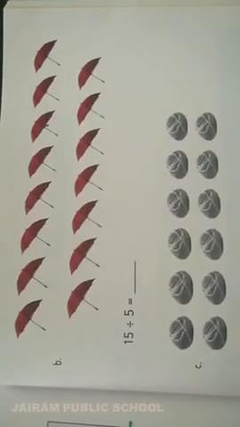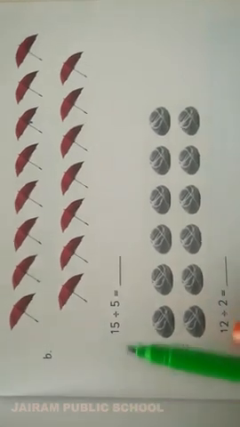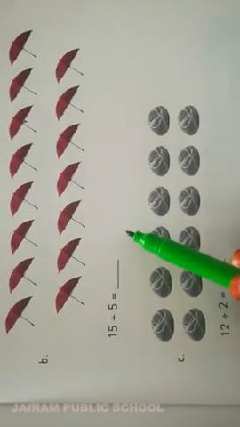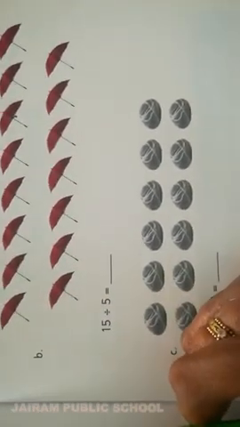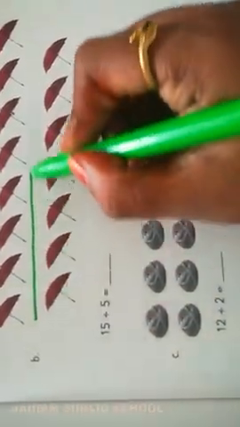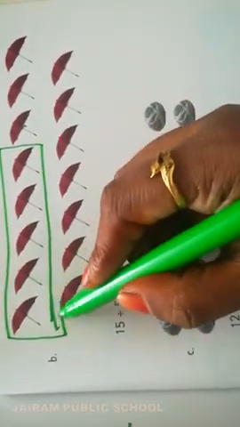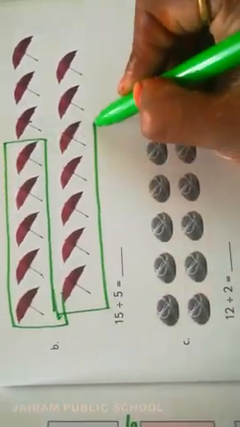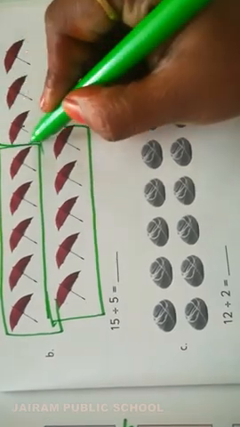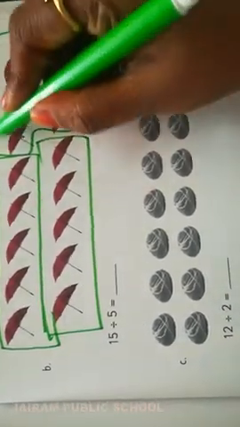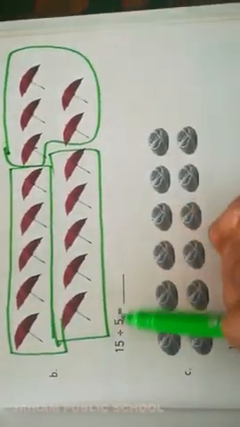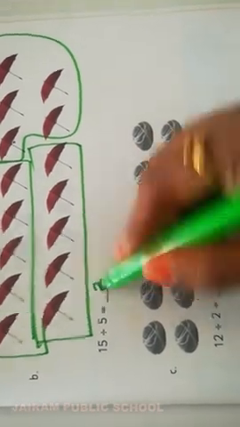Next, studio book, page number 129. 15 divided by 5 equals blank. For that we have to separate the umbrellas as 5 in one group. So this will be the first group. This will be the second group. Then this will be the third group. So 15 divided by 5 equals 3.